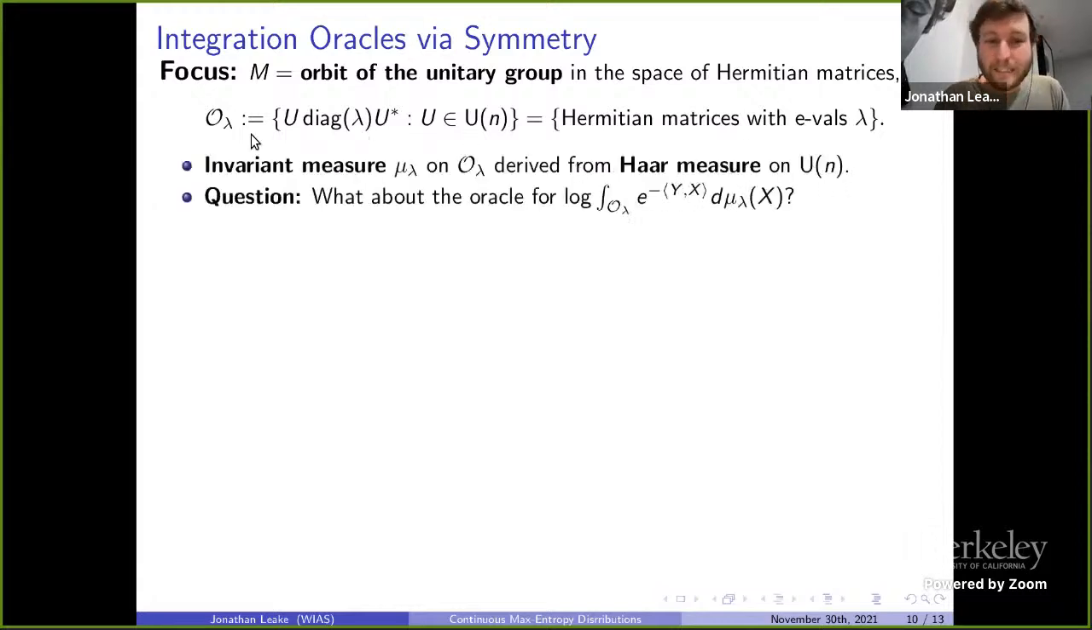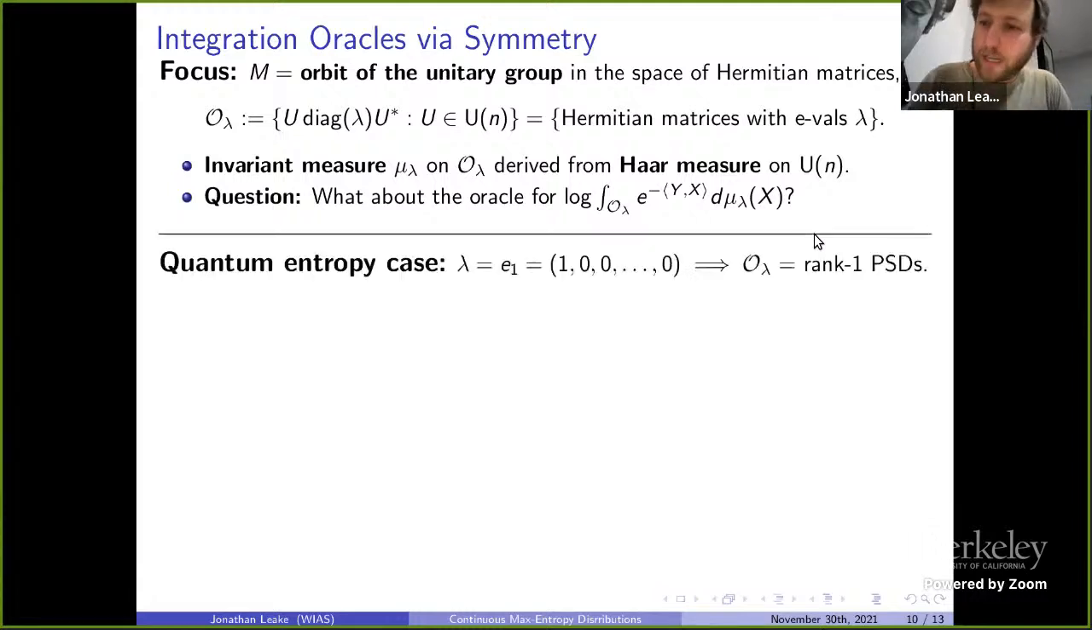Okay, and what's nice about this situation is we have a Haar measure on the unitary group, and it immediately gives us an invariant measure on the orbit. I'm going to call it mu lambda, and because it's invariant under this action of the unitary group, like I mentioned in the previous slide, this pretty much automatically gives you the balance property. You still have to do some argument, but at this level of generality you can prove balancedness in general. Okay, so then the thing that remains is how do we compute these integrals? Let's look at a specific example and see how things go in that case, and then maybe we can see how to generalize beyond that.